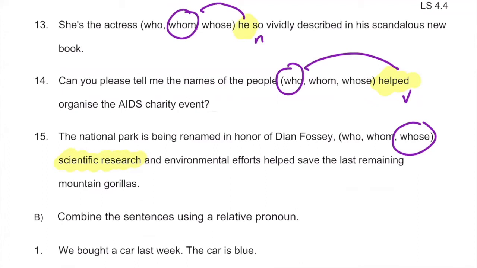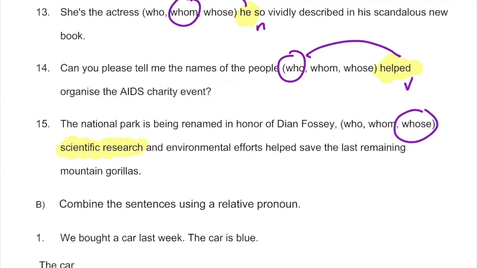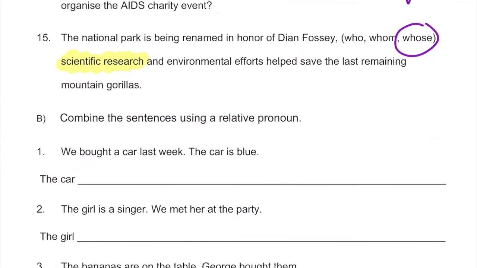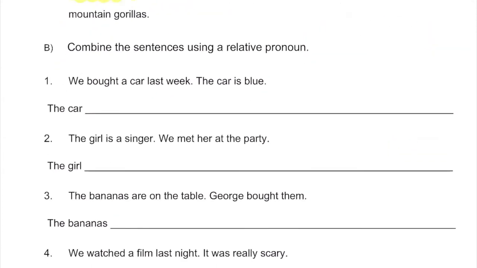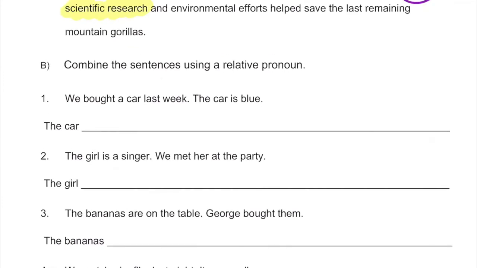I'll give a bit of time for you all to consolidate your answers. Then let's move on to the next one. Now, section B, right? We are supposed to combine the two sentences, two relative clauses, with a connector, right?